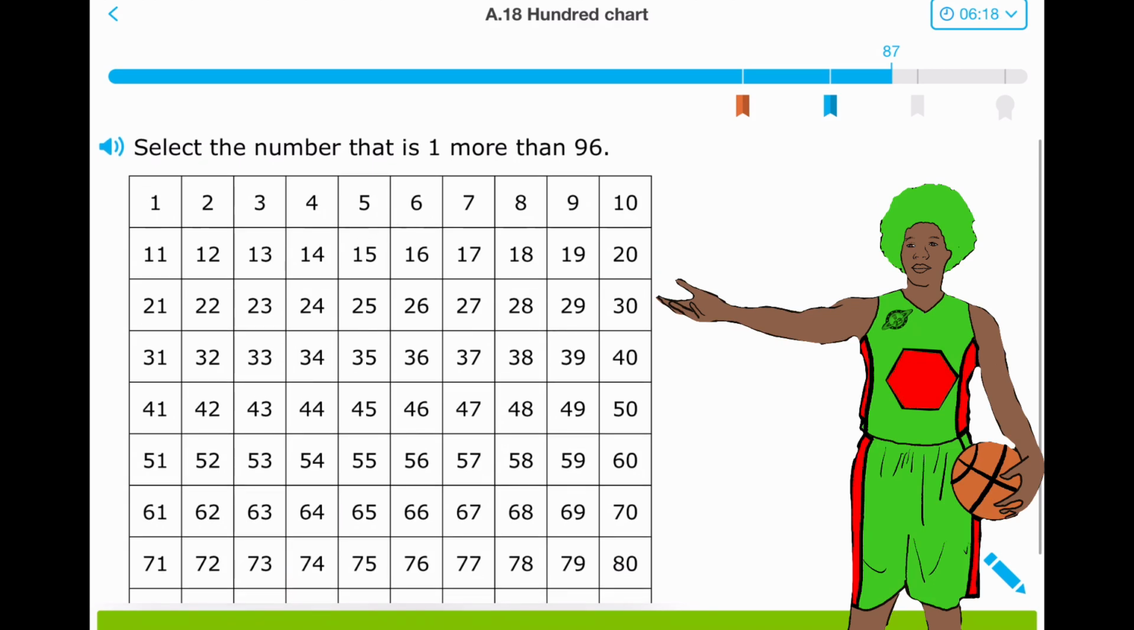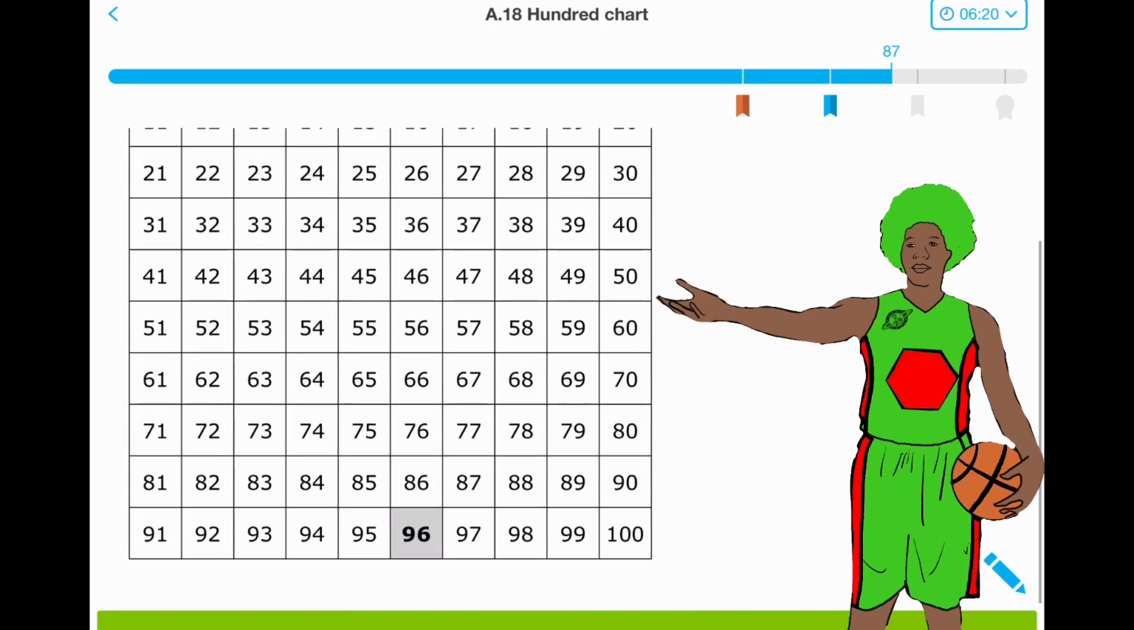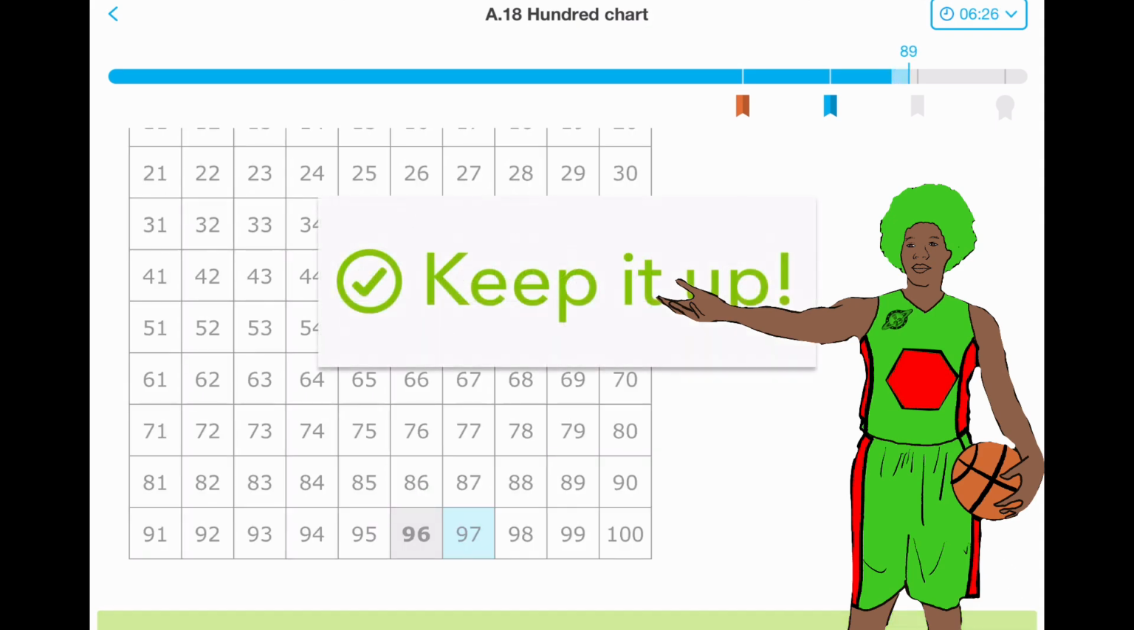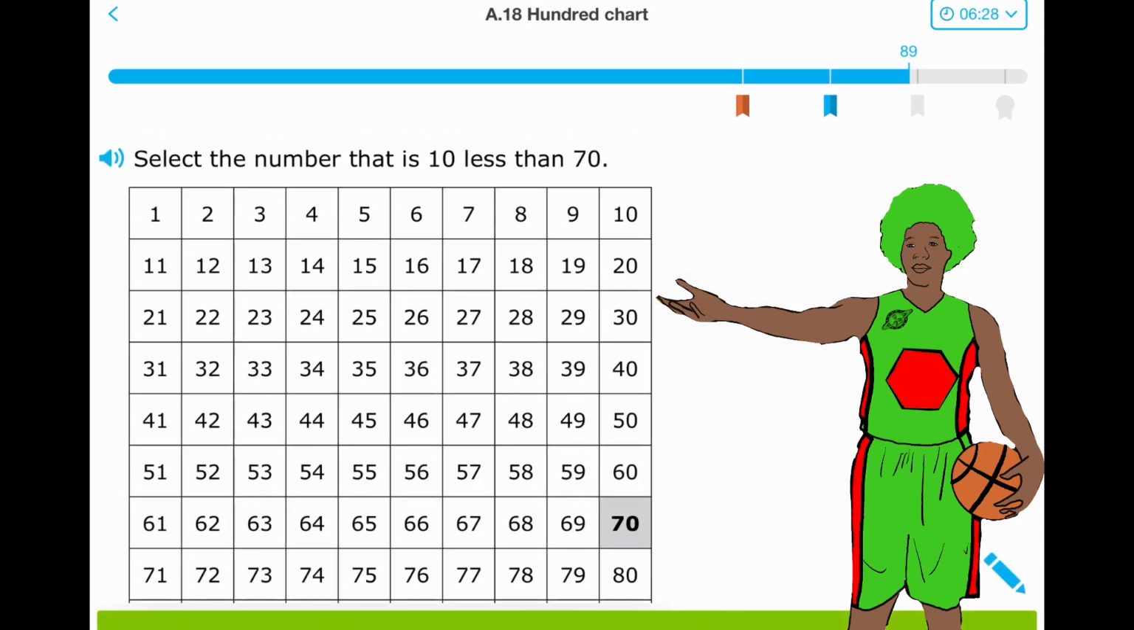Select the number that is 1 more than 96. 1 more. So I go forward 1 to the right. Select the number that is 10 less than 70. 10 less than 70, 60.